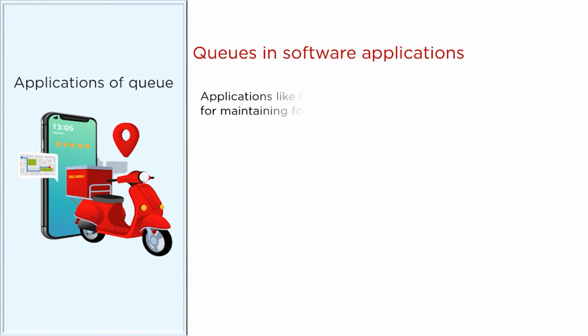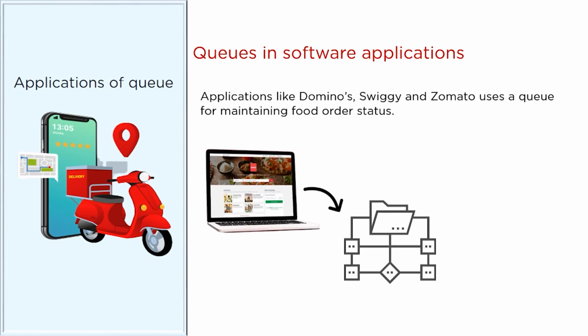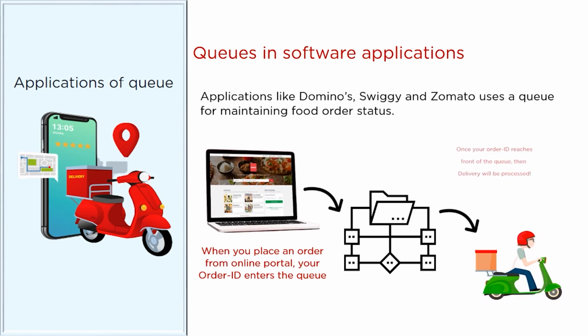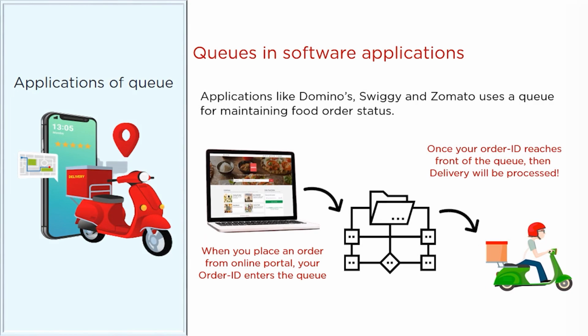Another most common application of queue data structure is their usage in web or mobile apps. Applications like Domino's, Swiggy uses a queue for maintaining food order status. If you place an order from an online portal, your order ID enters the queue. And once the previous orders before your order ID gets catered, then your order will be catered as well. From these examples, we can clearly say that queues are used whenever there is a need for an FCFS strategy in software development. So whenever you work on projects that need a first-come, first-serve approach, then remember that you have to implement a queue data structure to complete it successfully.